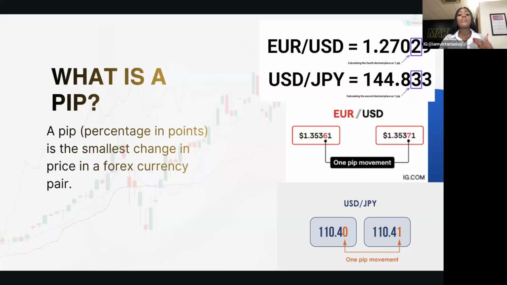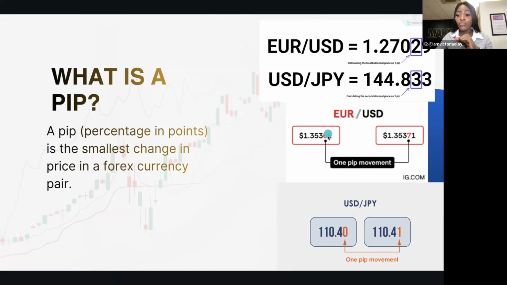What is a pip? A pip is percentage in point. It is the smallest change in price in a Forex currency pair. Now, how do you calculate your pip? There's an example here, right? To calculate your pip, it is usually the fourth decimal place. If you count 1, 2, 3, the fourth decimal place, that is how you count your pip. So 1 pip, right? Now, USD JPY, I want you to understand that any currency pair that carries JPY in it, it is usually the second decimal place. So that's 1, 2, the second decimal place.